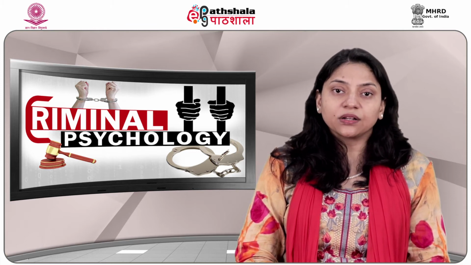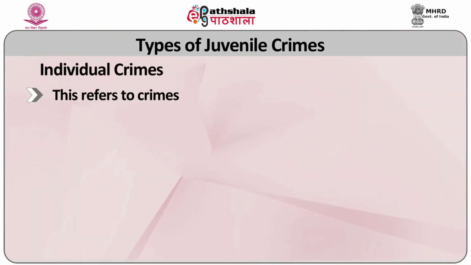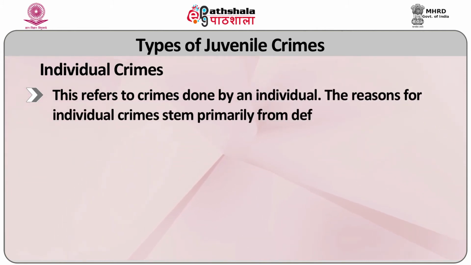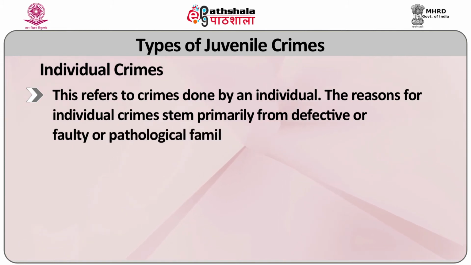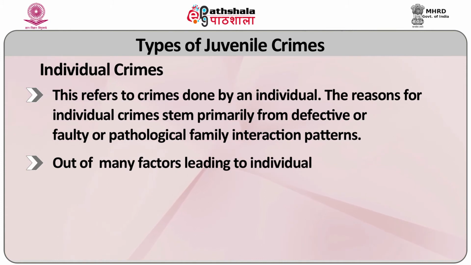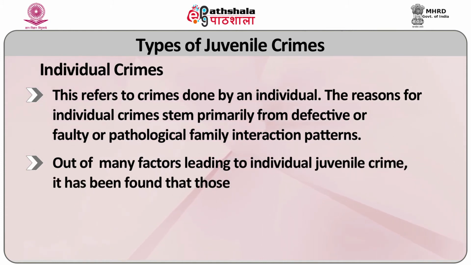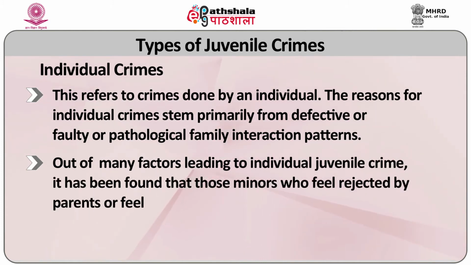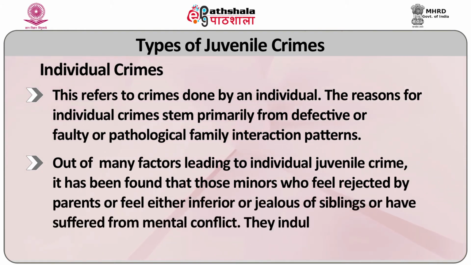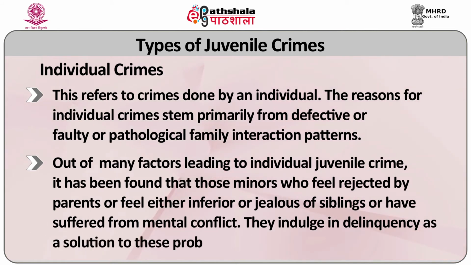First, it is individual crime. This refers to crimes done by an individual. The reason for individual crime stems primarily from a defective, faulty or pathological family interaction pattern. Out of many factors leading to individual juvenile crime, it has been found that those minors who feel rejected by parents, or feel either inferior or jealous of siblings, or have suffered from mental conflict, indulge in delinquency as a solution to their problem.